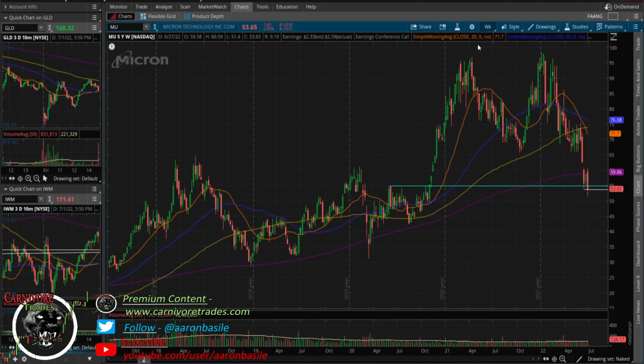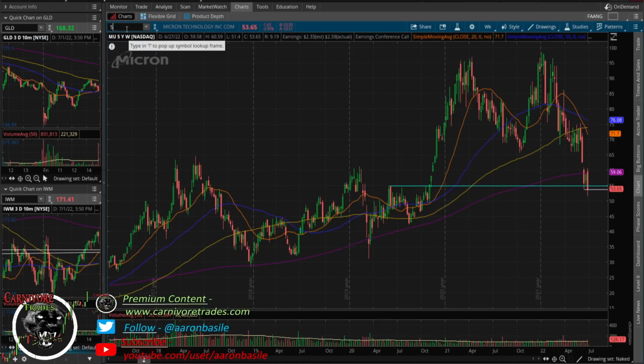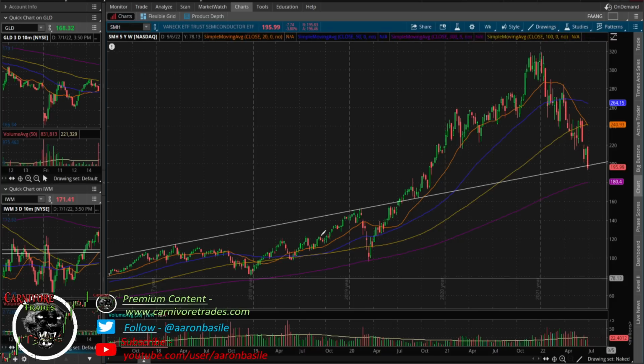Semiconductors are a big sector, and they are a leading sector. So if they can find their footing, that would bode well for the market. And take a look at this trend line as well on the semis.